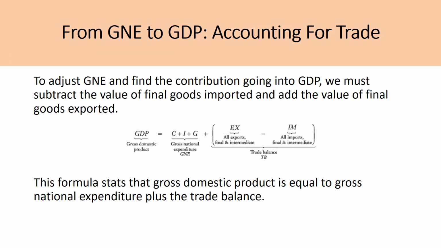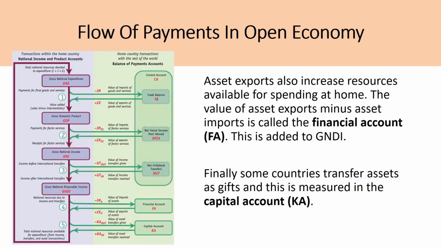So now let's look at the algebraic version of this. As always, follow this system. We start off at step 1, TB, get to step 2 over here, which is GDP. You add net factor income from abroad, you get your gross national income. Then you add net unilateral transfers to get your gross national disposable income. You then add your gross national disposable income plus FA plus KA, and then eventually it goes all the way around to GNE again. Okay, that is more of a visual illustration.